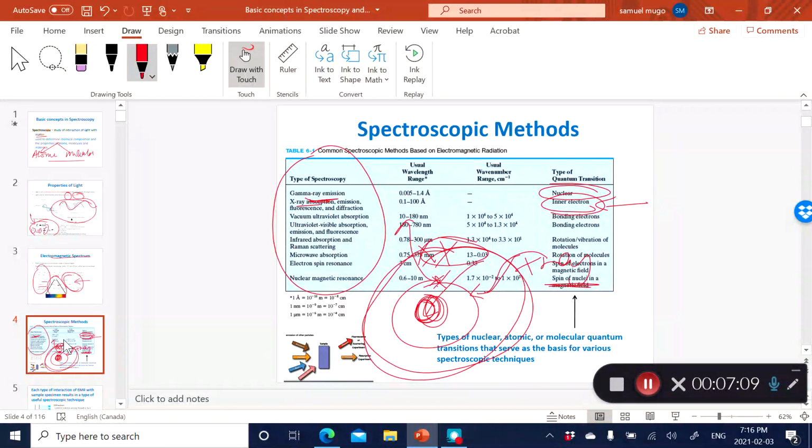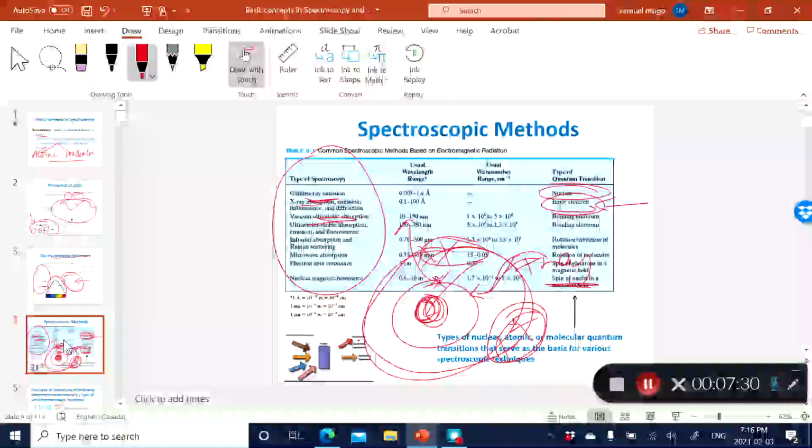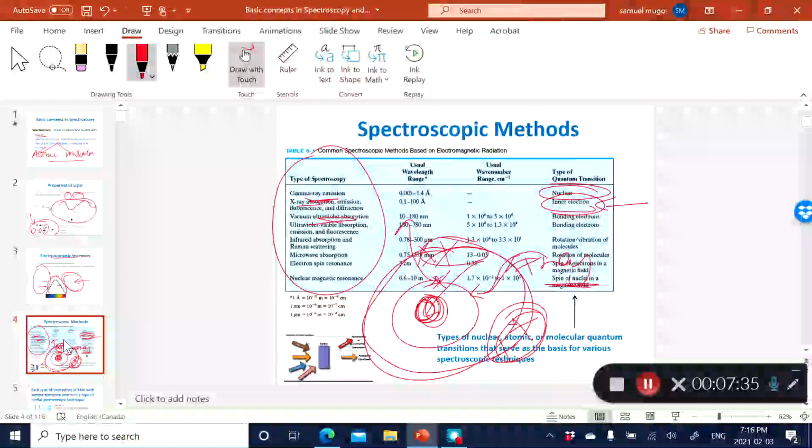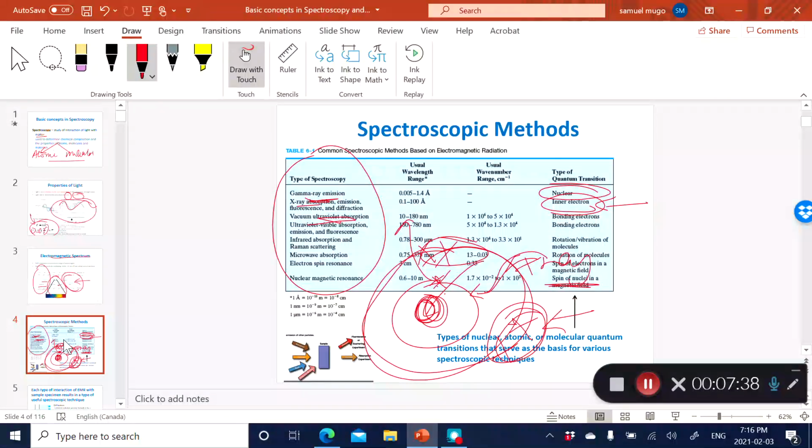Now, if you use ultraviolet radiation, on the other hand, it's fairly energetic, but it's not energetic enough to cause the excitation of the inner electrons. And so instead, you'll be exciting the bonding electrons, which are the outermost electrons. And as such, it's fairly good for molecular spectroscopy, because you're actually causing the excitation of the outermost electrons.